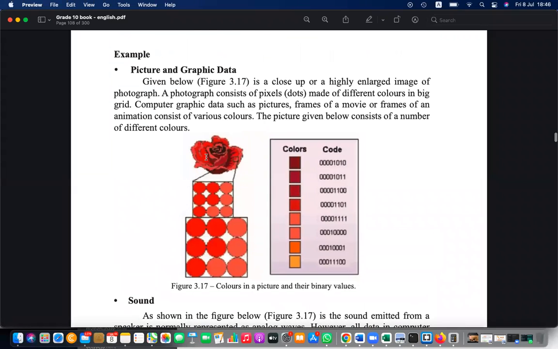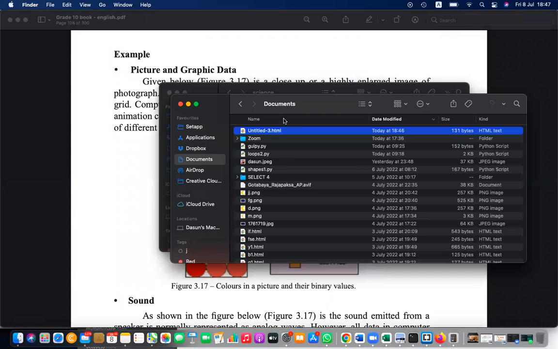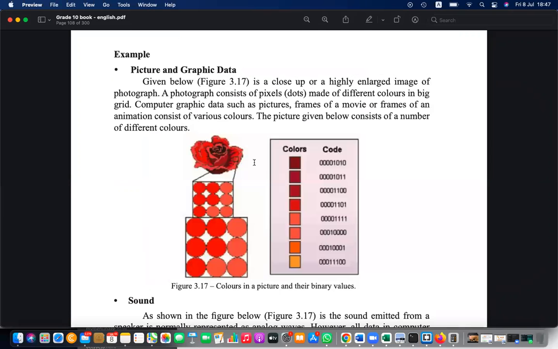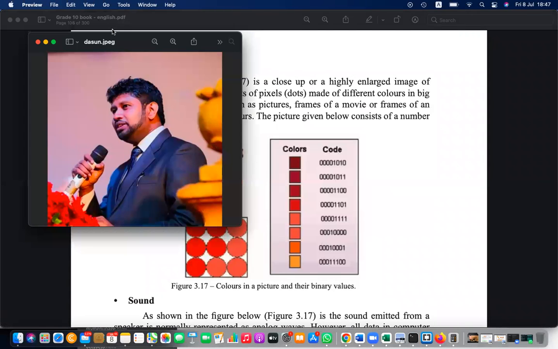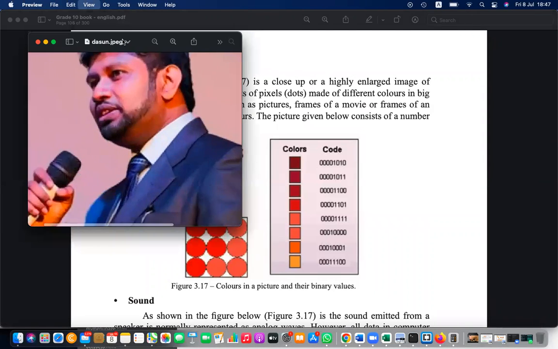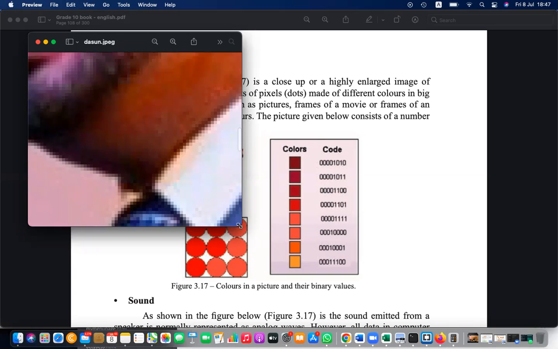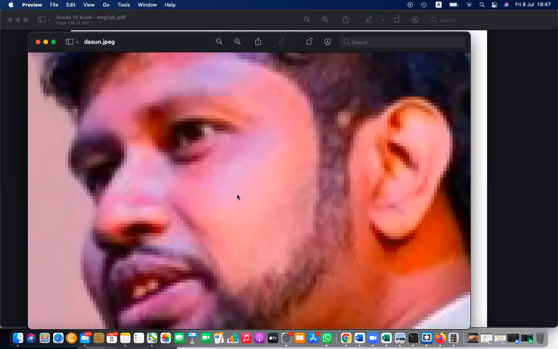If you zoom the picture, so let me take a picture and zoom it. Okay, this is my picture. Let me open it. You can see myself there. But if I zoom this, you cannot see me. Still you can see me, but if you increase further, you can see only color dots or color pixels.